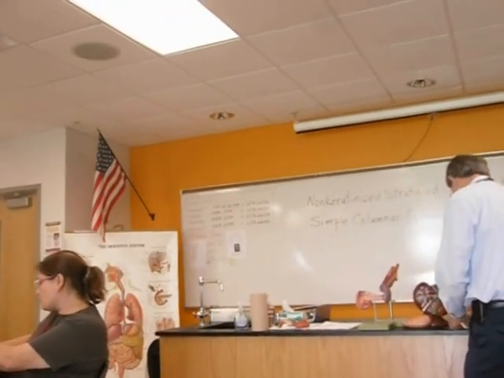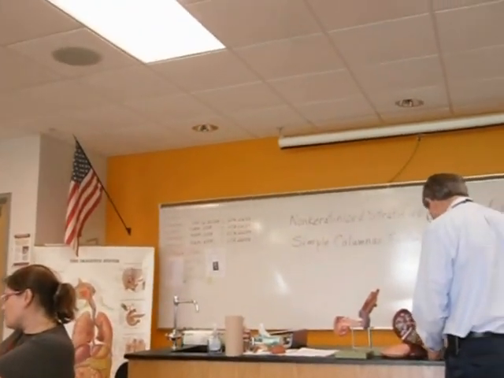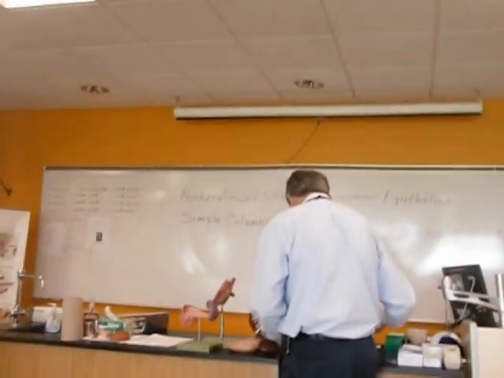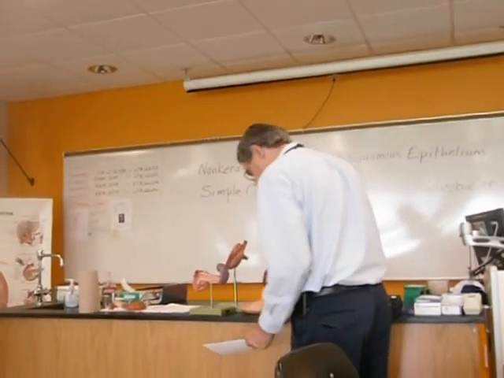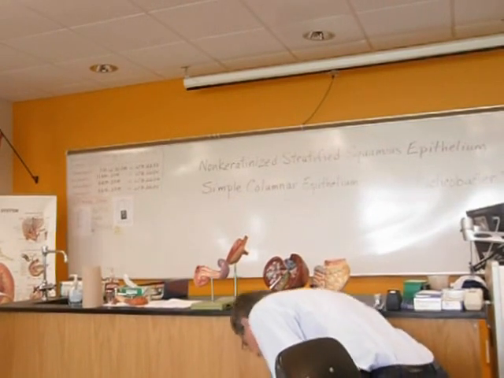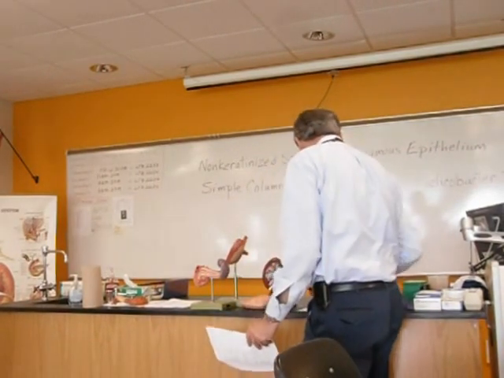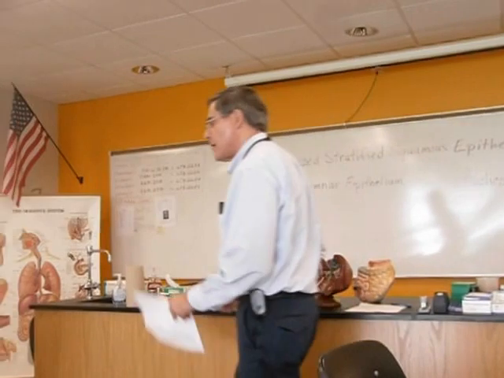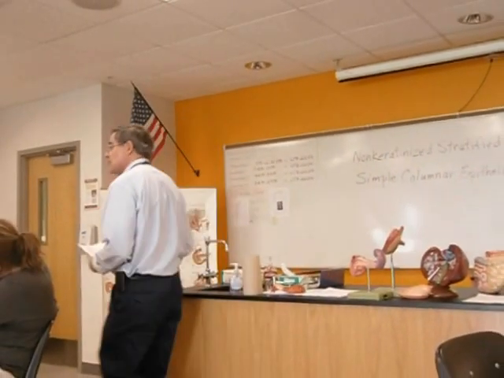Okay, the accessory organs. So you want to turn to page 862 in your lab manual. We're going to go over accessory organs, and the first two actually are inside the GI tract. These are the teeth and the tongue.